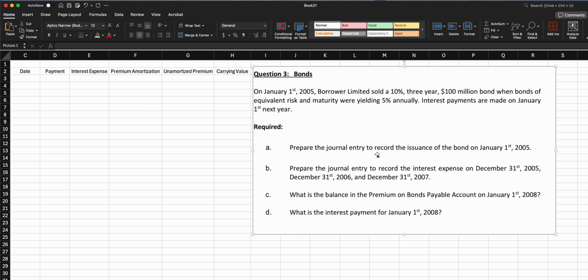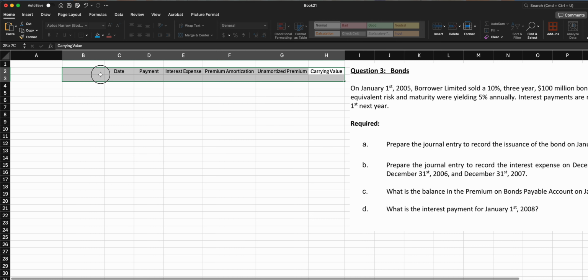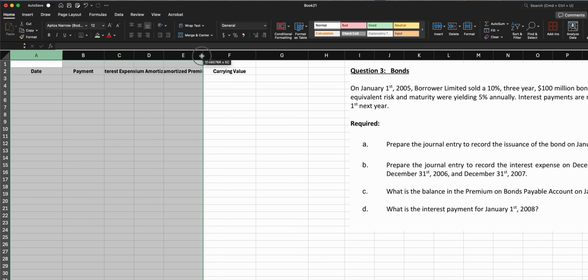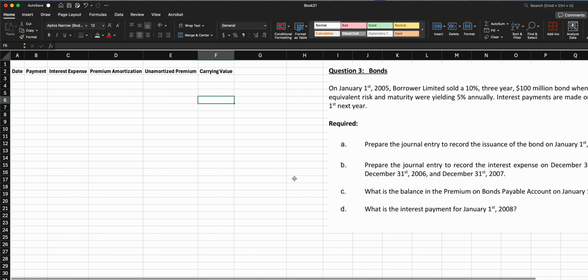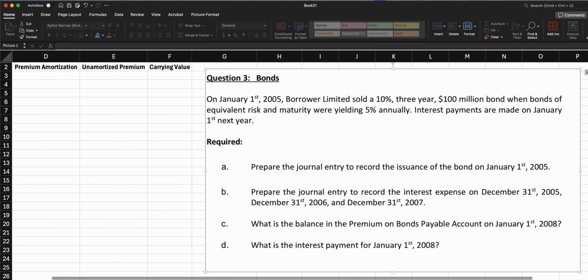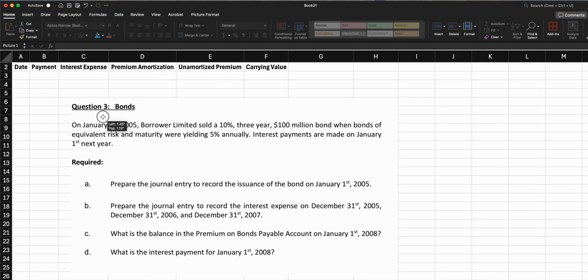We want you to prepare the journal entry for the issuance. We want you to prepare the journal entry to record the expense on December 31st, 2005, 6, 7. What is the balance of the premium on January 1st, 2008? And what is the interest payment for January 1st, 2008? So we can solve all this using Excel. You can also do this by hand, but I'm going to use Excel. And we can do this using some of the basic functions in Excel and our basic knowledge of the bond amortization table, which is the table I'm kind of starting to build on the left here. Okay, so let's get into it.